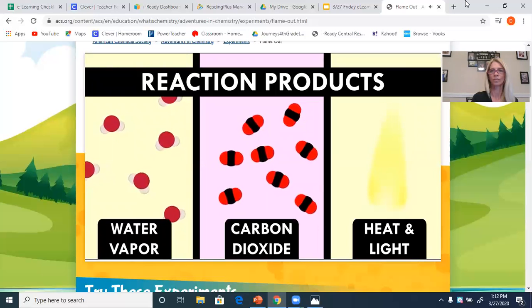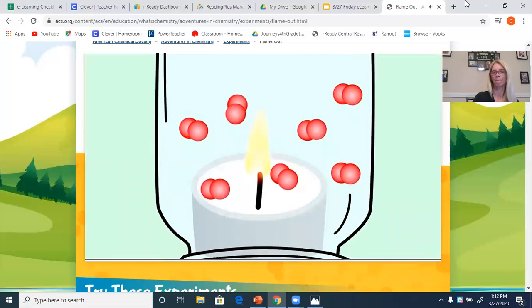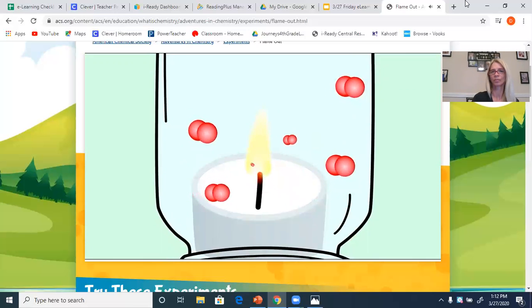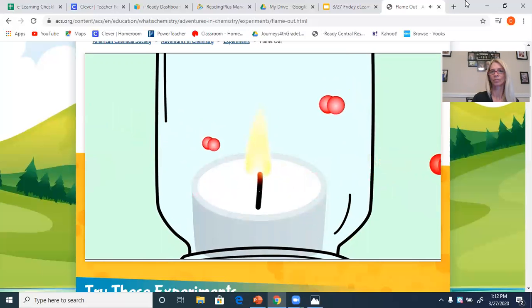So when you put the jar over the candle, what happens is that the flame uses up the oxygen inside the jar, but then it can't get any more. So since you need oxygen for the reaction, the flame goes out.